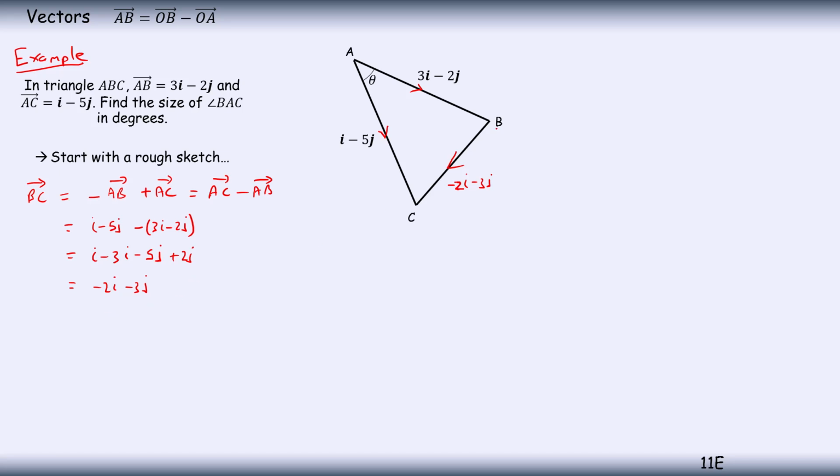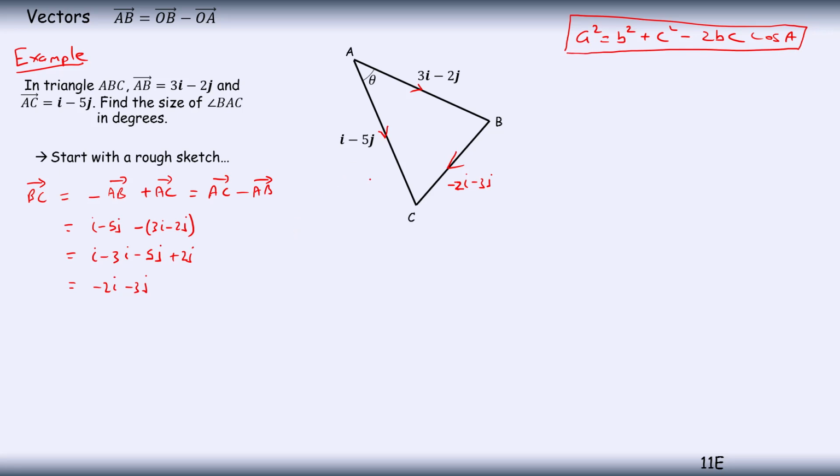Now the cosine rule, as I recall, is a squared is equal to b squared plus c squared minus 2bc cos of the angle in between, so cos A. So that's the formula we're going to be using.